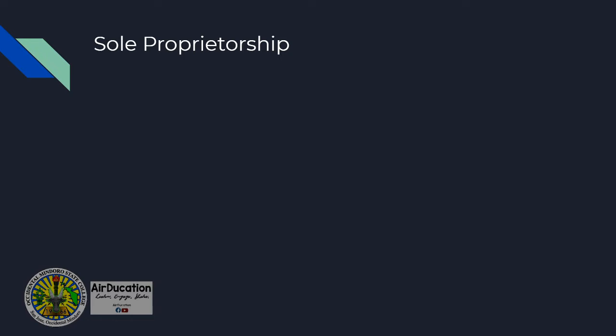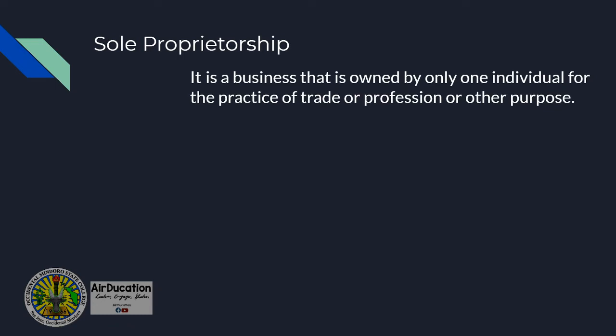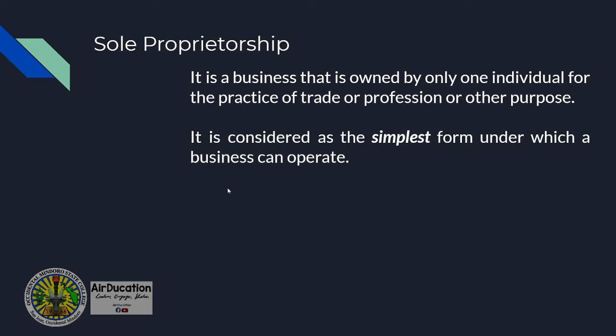Again, this is sole proprietorship. Sole proprietorship is a business that is owned by one individual for the practice of trade or profession or other purpose. Meaning, this business is owned only by one person. That's why it is called sole. From the word itself, sole, again, this is owned by only one individual.